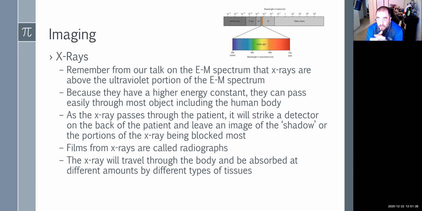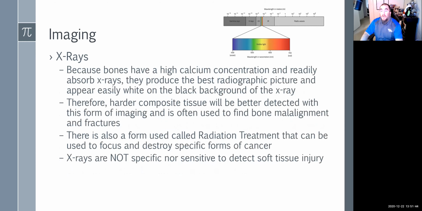So the films from X-rays are called radiographs. It doesn't matter whether it's the old school plate style radiographs or the newer electronic radiographs. They're called radiographs. Those X-rays will travel through the human body and be absorbed at different amounts by different types of tissue. Because bones have a high calcium concentration and readily absorb X-rays, they produce the best radiographic picture and easily appear white on the black background of the X-ray. Therefore, harder composite tissues will be better detected with this form of imaging. It can also be used to detect bone malalignment or fractures.